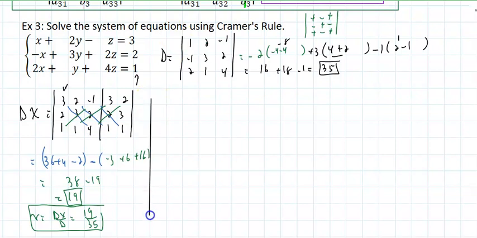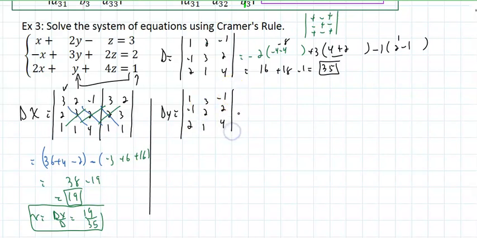Now, let me find y by using a different row or column. Well, d sub y is really replacing the y column by the constants. So 1, negative 1, 2. 2, 3, 1, and negative 1, 2, 4. I forgot to replace the second by 3, 2, and 1. Well, now I'm going to pick, in this case, let's pick column 1.